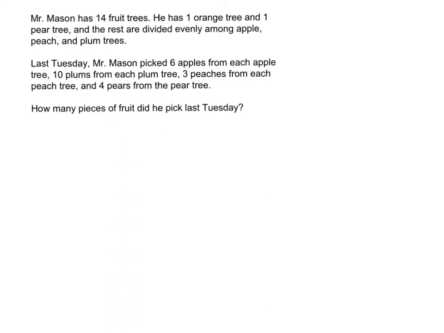So I'm going to take my highlighter here and go through like we always do and highlight some things that I think could be important for later on. So I see up here Mr. Mason has 14 fruit trees. That tells us he has a total of 14 trees. We can't have any more than that. Next, he has only 1 orange, only 1 pear. And then the rest are divided evenly.